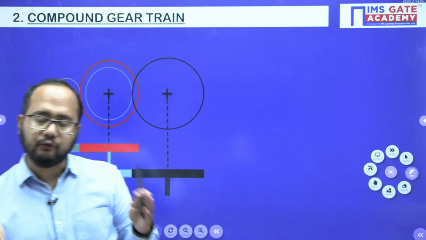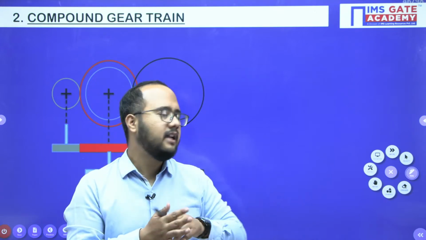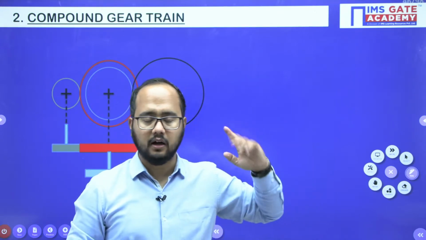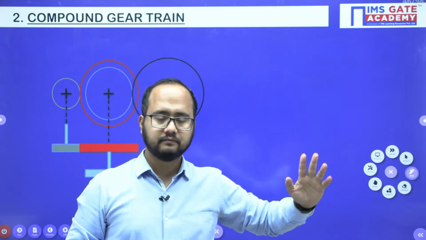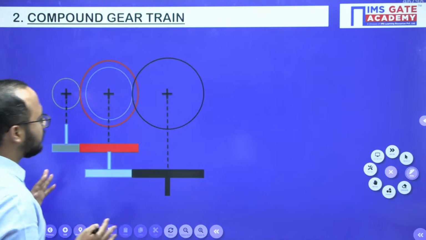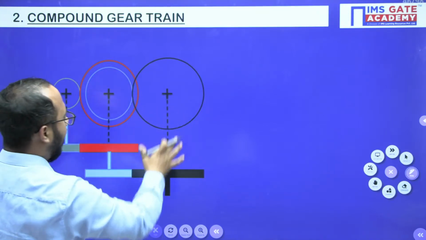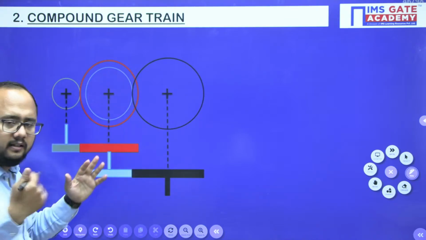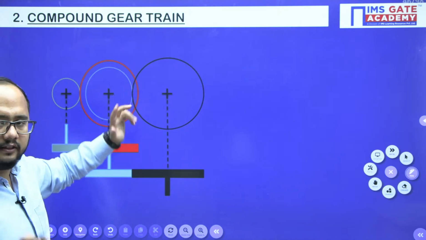So whenever a shaft is having more than one gear, the speed of rotation will be the same. In the simple gear train, each shaft has only one gear. Now in the compound gear train, one of the shafts will have more than one gear, right? So that is the possibility here. Let's suppose this is the input gear, this is the output gear, and one of the intermediate shafts will have more than one gear. This point you should remember.